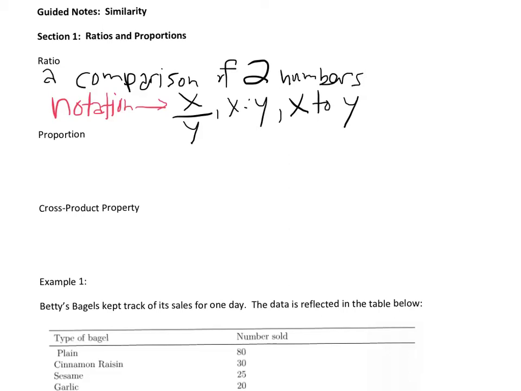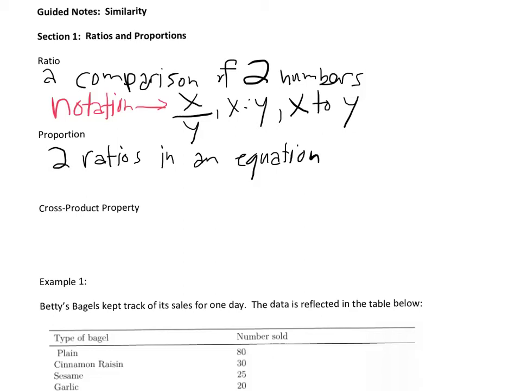Now a proportion is two ratios in an equation. And that'll become a little more clear once we do an example. But it's to say that we'll have a couple ratios and we can show how they're related using a proportion.